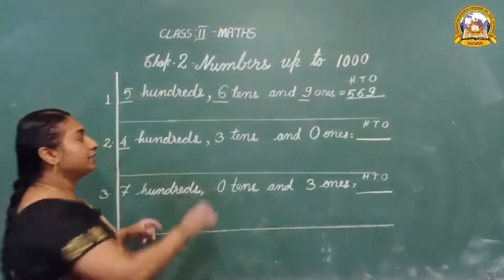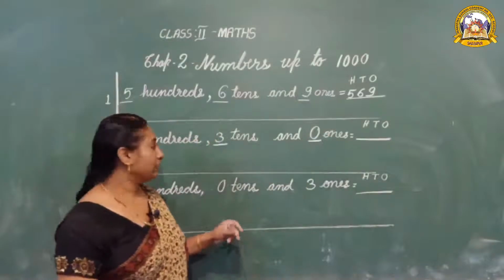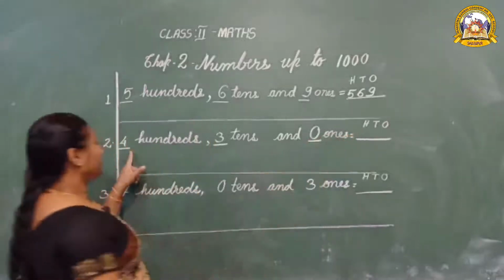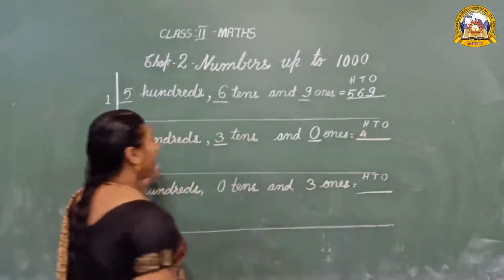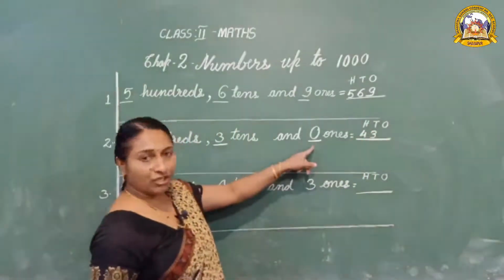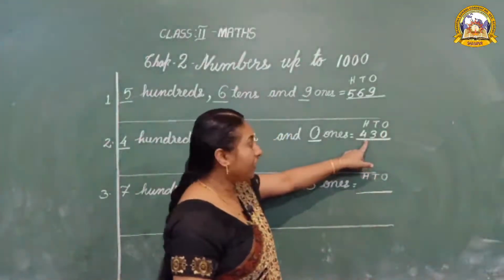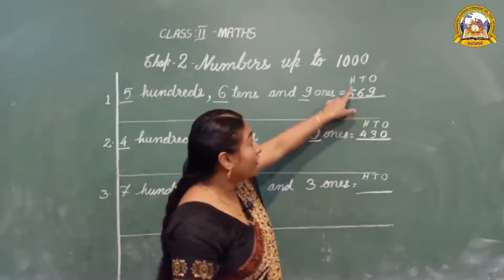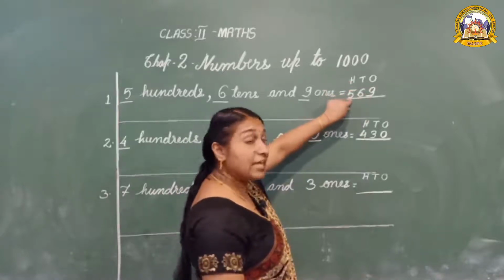Okay. Next. What is given here? 4 hundreds, 3 tens, and 0 ones. Let us give the digits. Under 100, you can see 4 hundreds. Okay, 4 hundreds, and yes, 3 tens and 0 ones. What is this? 430. And what is this? 569.